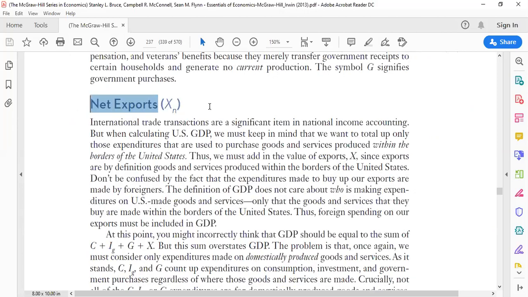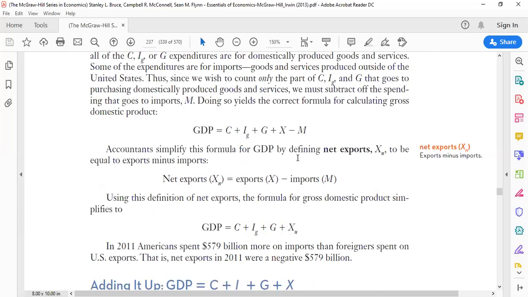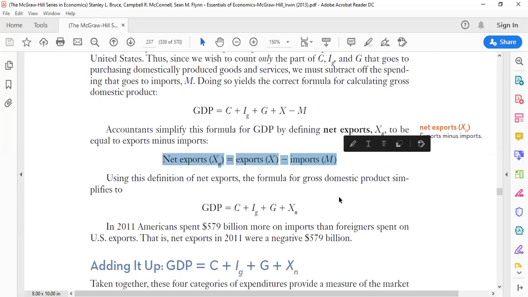Net exports is exports minus imports. Exports, that we earn money by sending something abroad. Imports, that we buy from some other country and we pay for those products. If exports are higher and imports are lower, we say that exports are in surplus, or positive net exports. If exports are lower and imports are higher, net exports are negative in nature. There is a trade deficit.